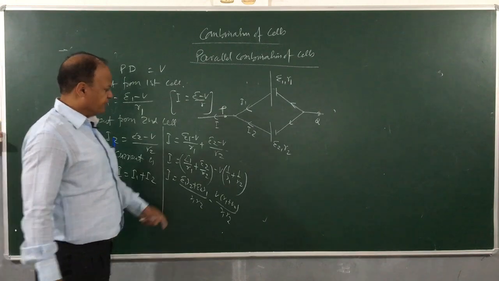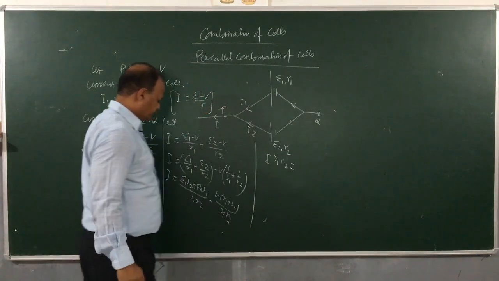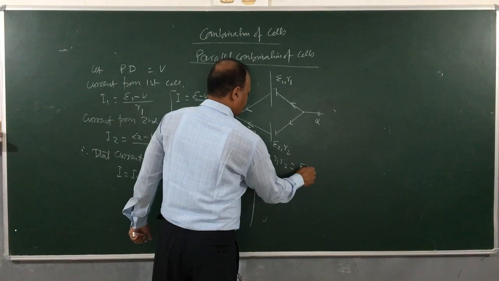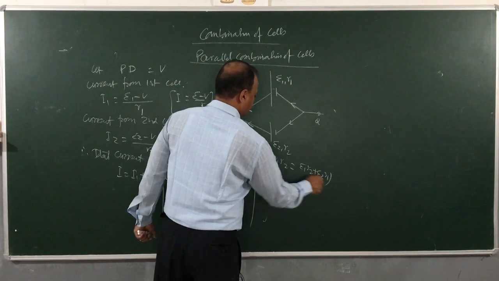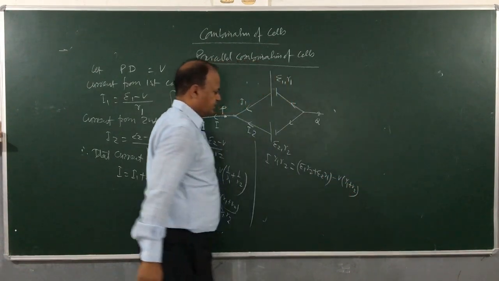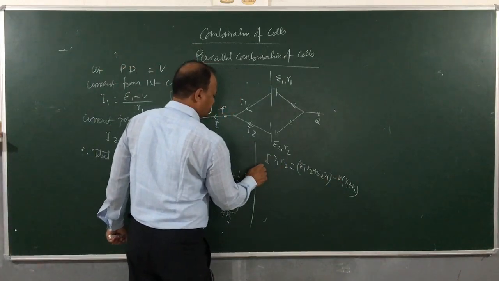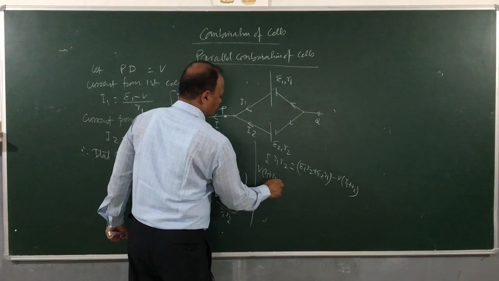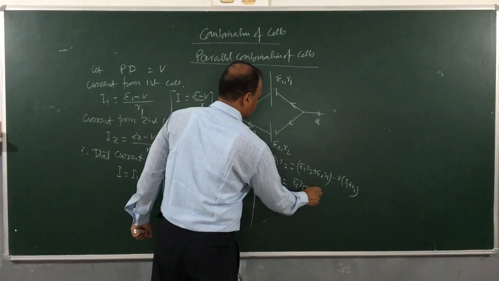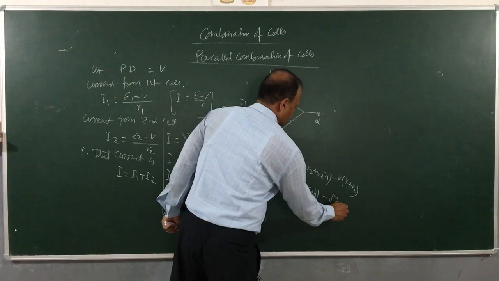Now I will be doing little bit mathematical work on this. If we cross multiply, then you get I into R1 R2 is equal to E1 R2 plus E2 R1 minus V into R1 plus R2. We can write. Now from here I can say, bring this V term on the left hand side, V into R1 plus R2 equals to E1 R2 plus E2 R1 minus I into R1 R2.